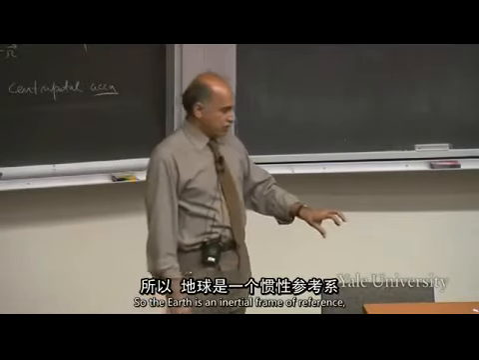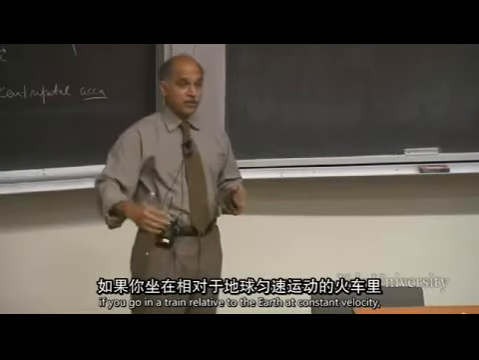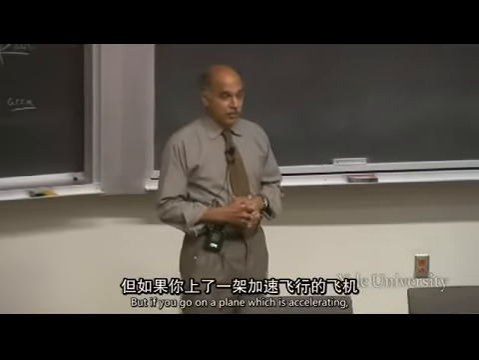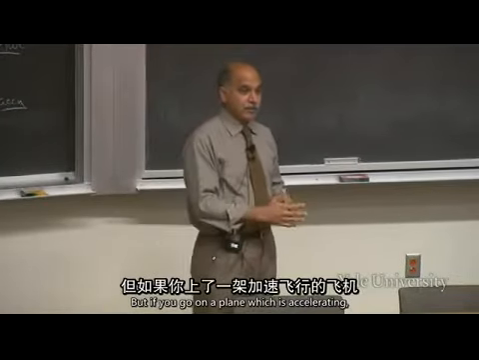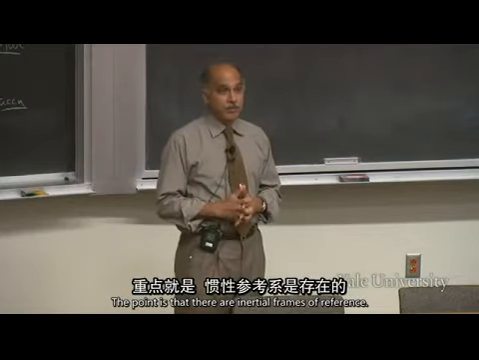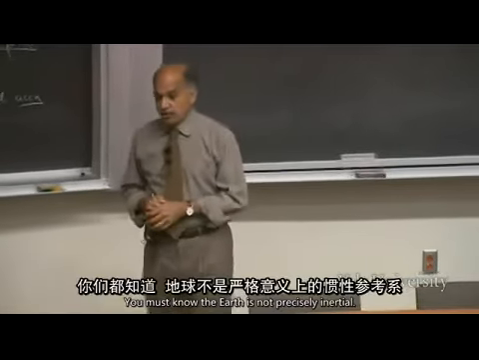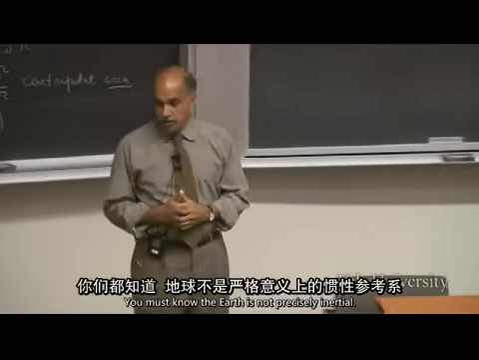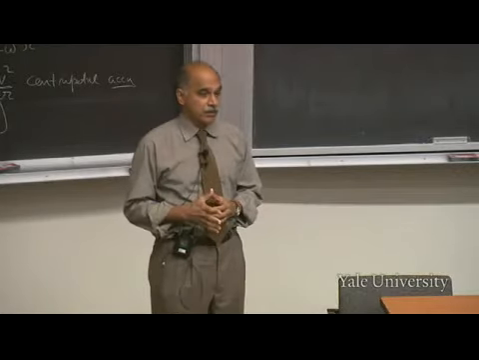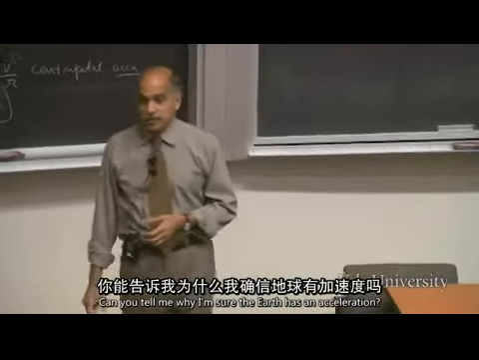So if the Earth is an inertial frame of reference, if you go in a train relative to the Earth at constant velocity, you're also inertial. But if you go in a plane which is accelerating, you're no longer inertial. That's the main point. But the point is there are inertial frames of reference. Now you must know the Earth is not precisely inertial because the Earth has an acceleration. So maybe, can you tell me why I'm sure the Earth has an acceleration?